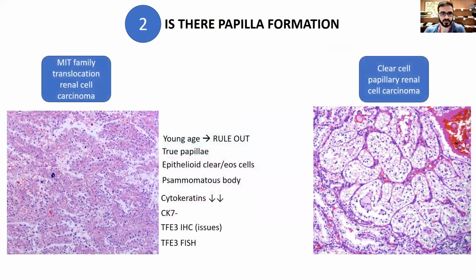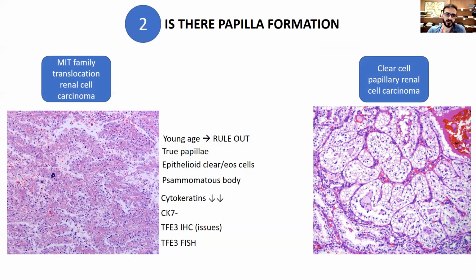MiT family translocation renal cell carcinomas, it doesn't have to be that way, but they are basically the most common renal cell carcinomas of the pediatric age groups, and younger patients may have more representation of these tumors when compared to adults. But MiT family translocation renal cell carcinoma is still most commonly seen in adults, because renal cell carcinomas are common in adults, in elderly patients, when compared to younger or pediatric patients.